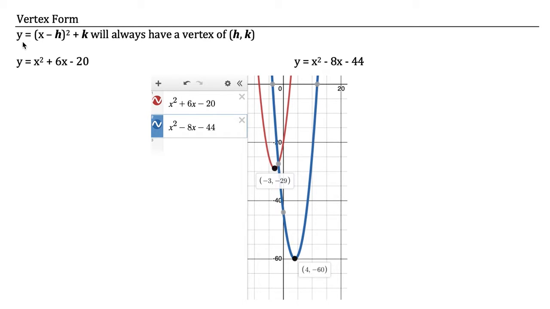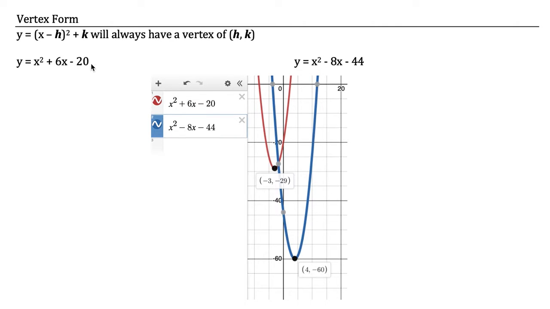When you have an equation in this form, y equals (x minus h) squared plus k, it will always have a vertex of (h, k). Basically, you put a number in for h and a number in for k, the opposite of h will be the x coordinate of your vertex, and the same number for k will be the y value of your vertex. So here are the two equations graphed.